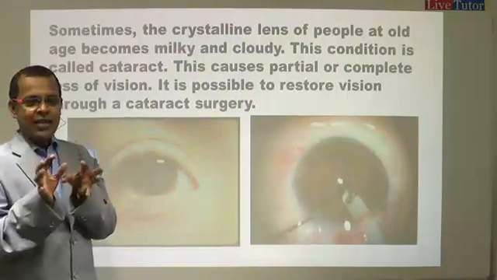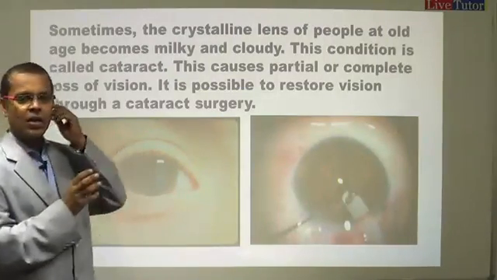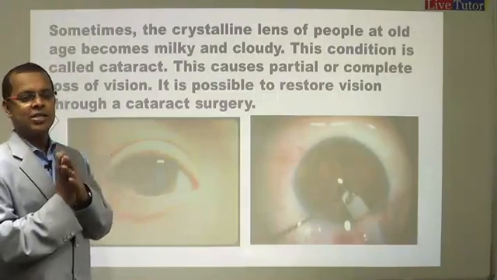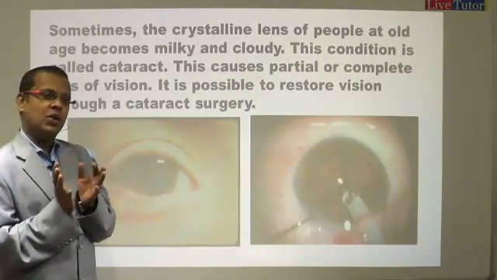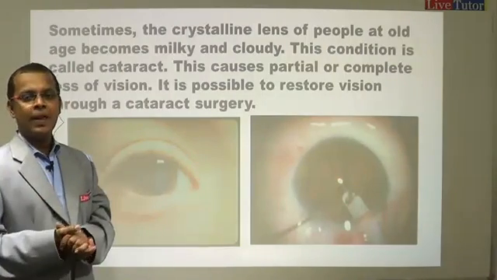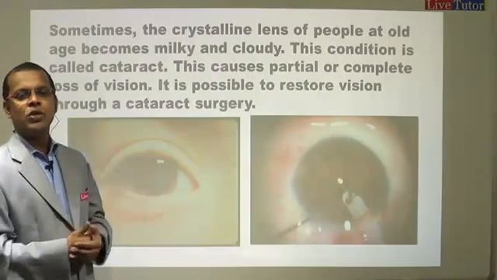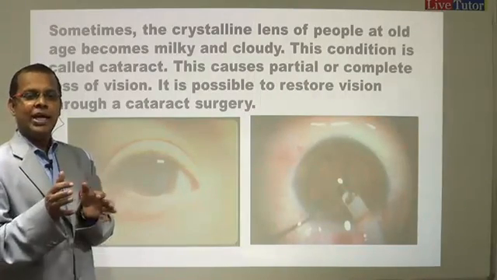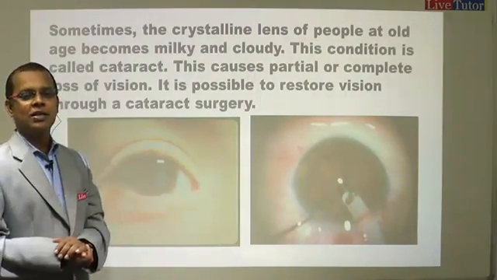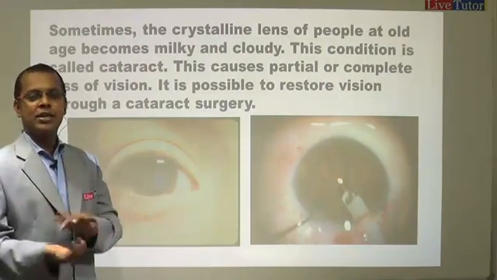So this kind of cataract causes a partial or sometimes complete loss of vision. In olden days people were thinking that it is complete loss of vision, but after the scientific advancement, they have found out that this can be removed using a surgery, after which you can restore the vision.